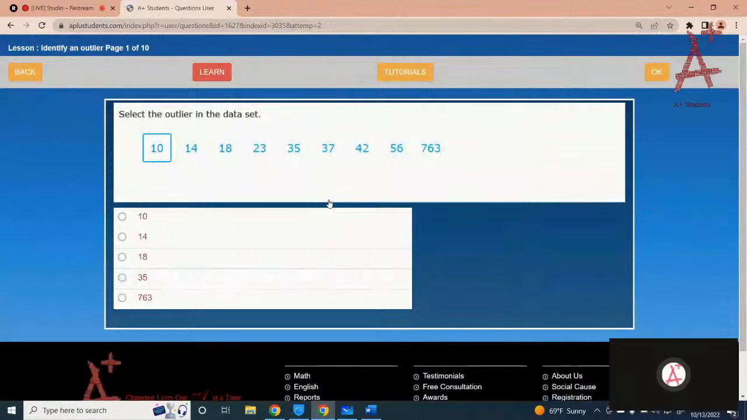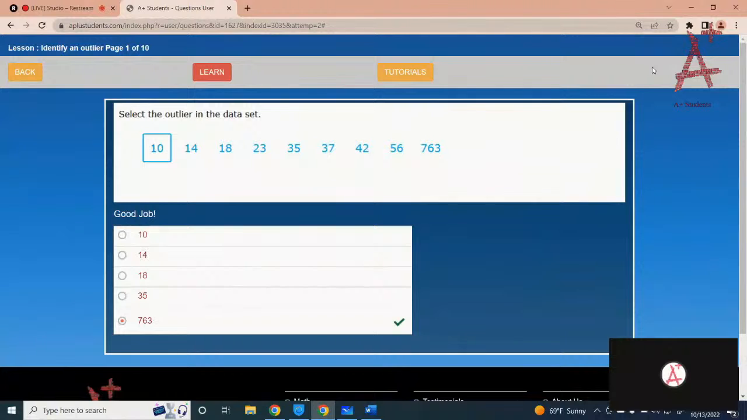Okay, select the outlier in the data set. Which value is the outlier? 10, 14, 18, 23, 35, 37, 42, 56, and 763. So which value is the outlier? 763, because 763 is the extreme value. All the data is in the tens, 20s, and 30s, but it is not in the hundreds, just 763 is the outlier. Select the correct option and click on the OK button.